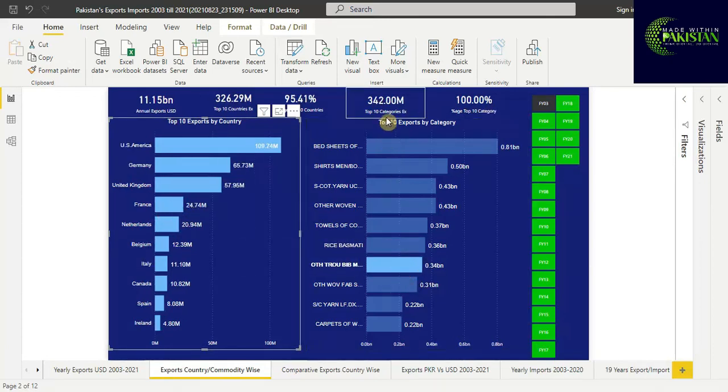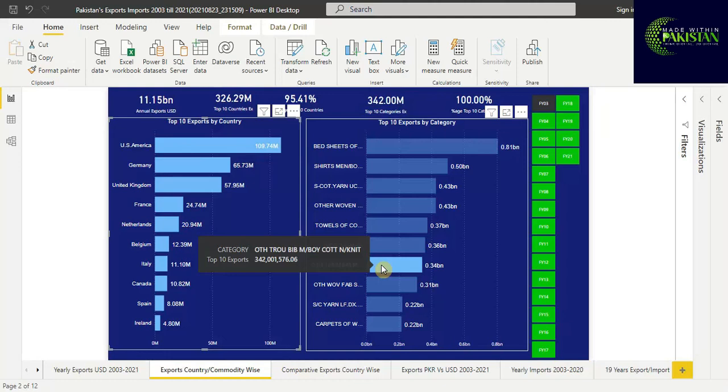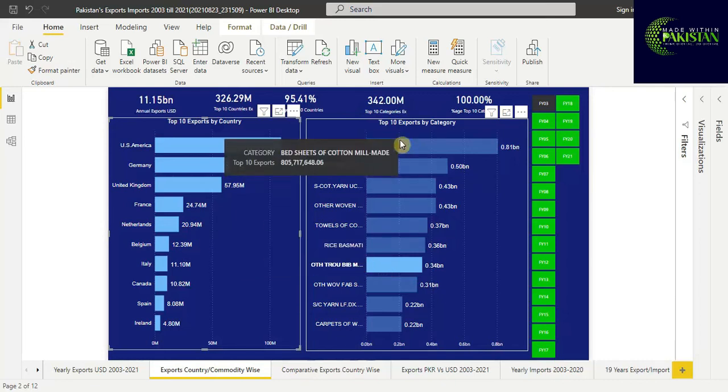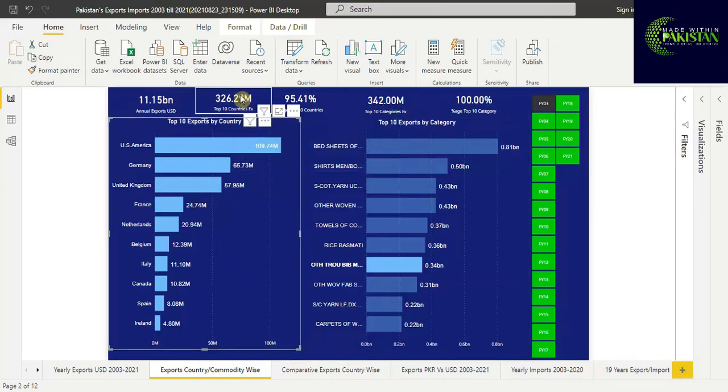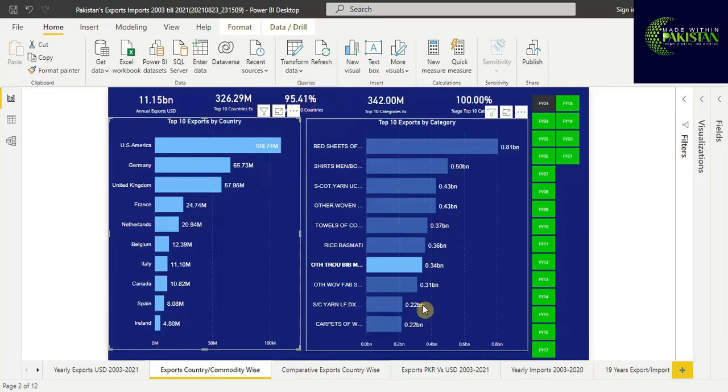342 million for the other, through bib, woven and knit. As I told you, this is a very specific name. This name is as per the HS code. This is a textile product. 342 million were exported at that time. The top 10 countries contributed 326.92 million and the percentage is 95.41.